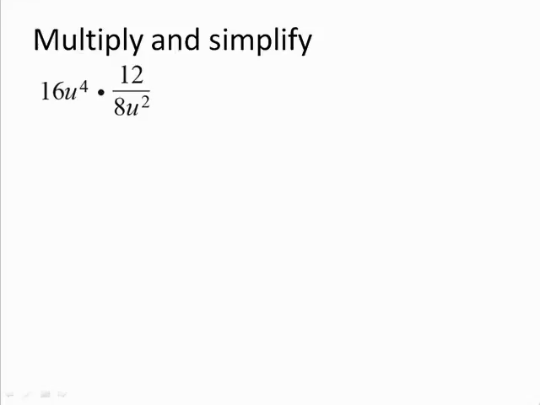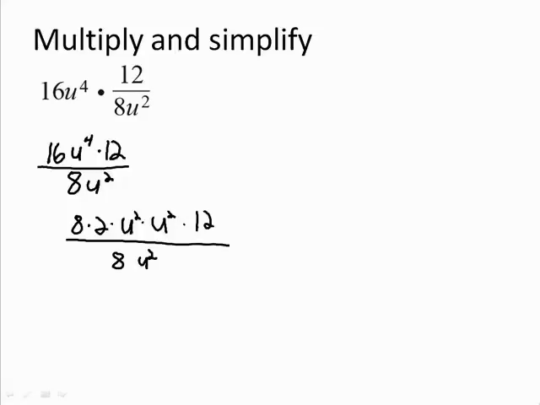Multiply and simplify. 16u to the 4th power times 12 divided by 8u squared. Write this as one fraction by multiplying the 16u to the 4th power and the 12: 16u to the 4th power times 12 divided by 8u squared. Write the 16 as 8 times 2 and the u to the 4th power as u squared times u squared: 8 times 2 times u squared times u squared times 12 divided by 8 times u squared. The 8's cancel out. One of the u squareds in the numerator and the u squared in the denominator cancel out. You're left with 2 times u squared times 12, which is equal to 24u squared.